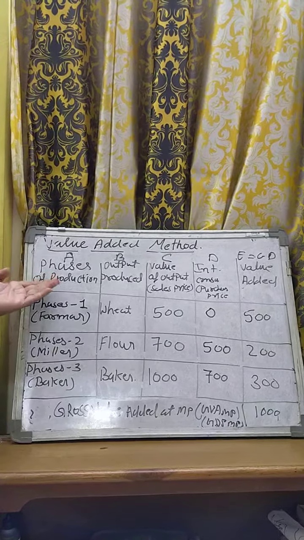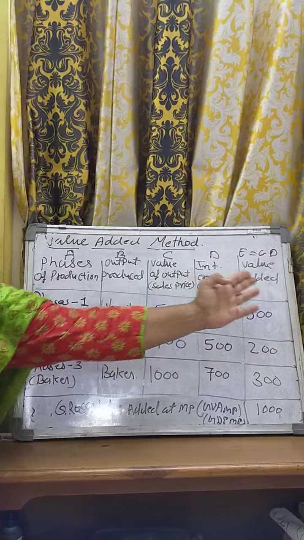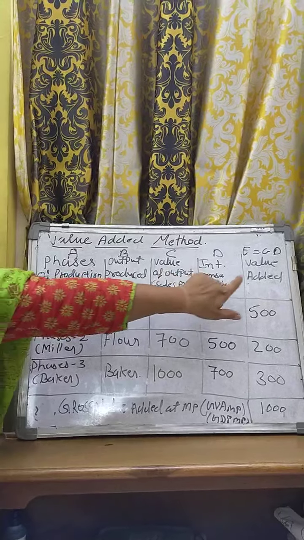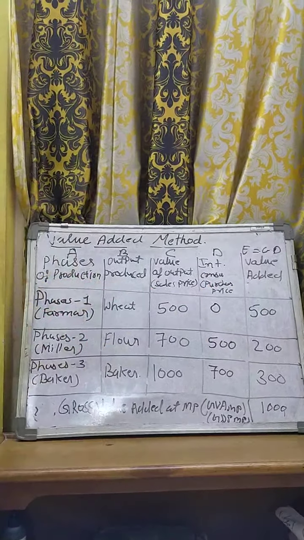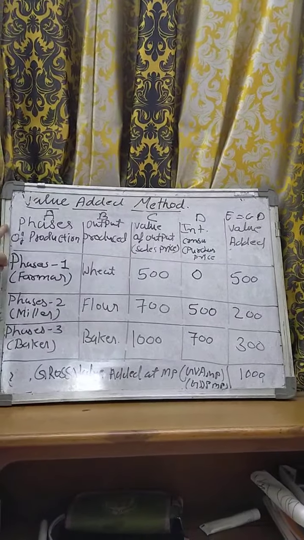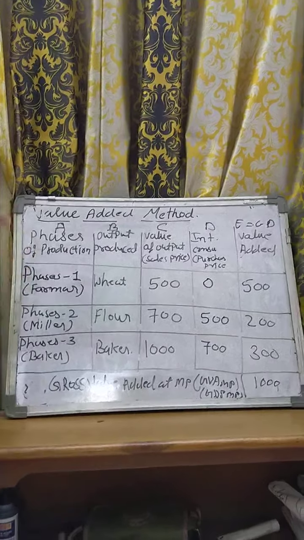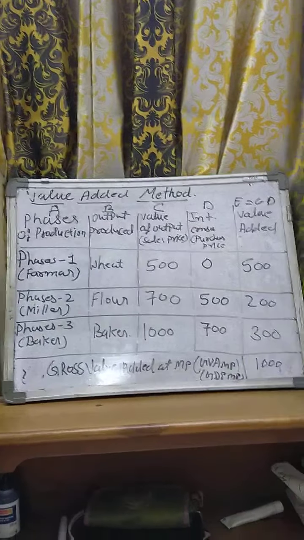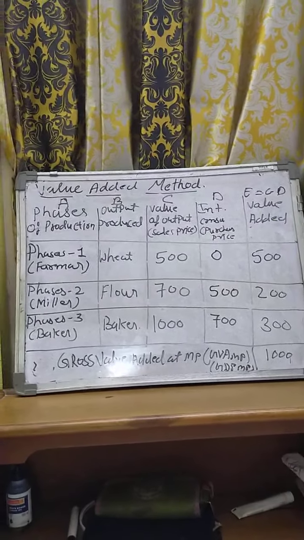Fine. So there are 1, 2, 3, 4 and 5 columns: A, B, C, D and E equal to C minus D. Now in the first column, phases of production. We know that in any manufacturing or production house there are different phases of production.